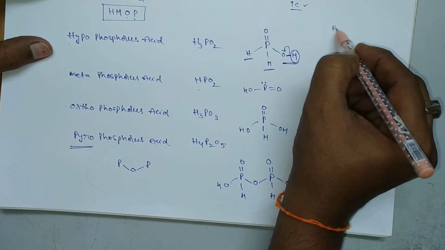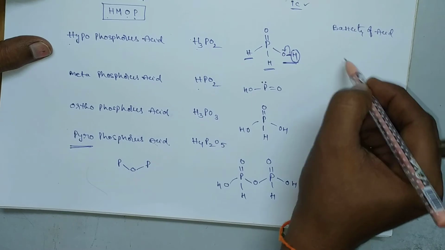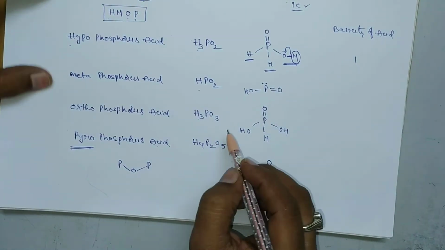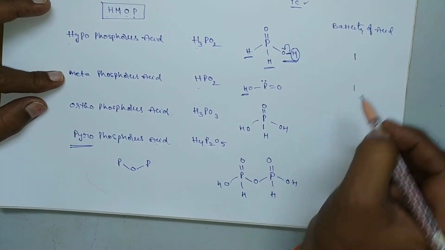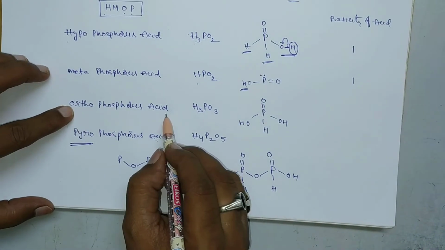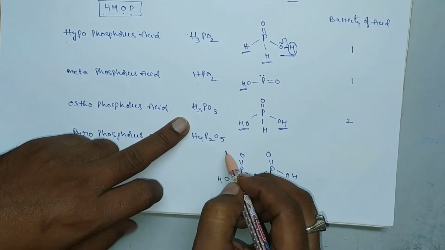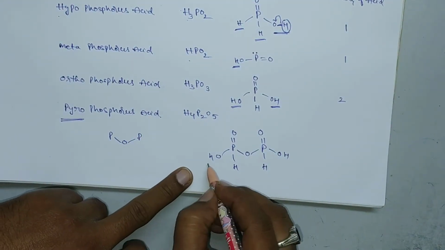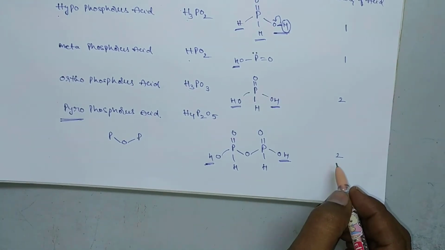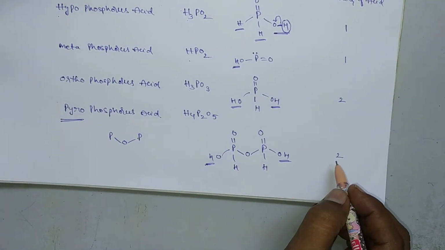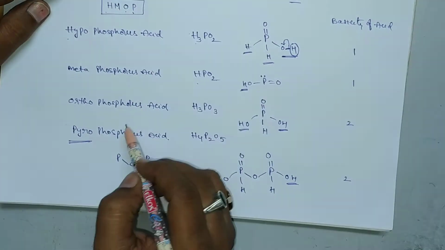So the basicity of hypophosphorus acid is 1 only. Next, in the case of metaphosphorus acid, it can also donate only one H plus ion, so it is also 1. Orthophosphorus acid can donate 2 H plus ions, so the basicity is 2. In the case of pyro, it can also donate only 2 H plus ions, so it is also basicity 2. So these are the oxo acids of phosphorus, that is, the phosphorus acid series.